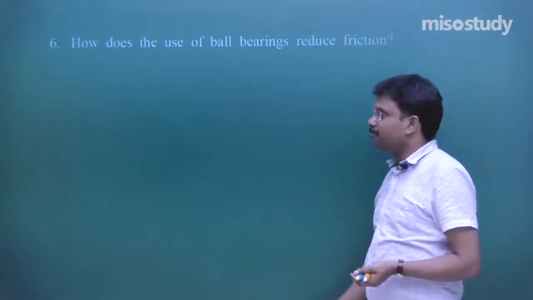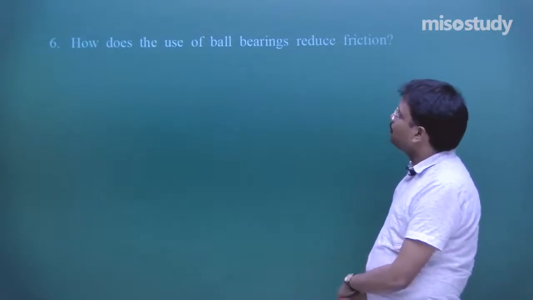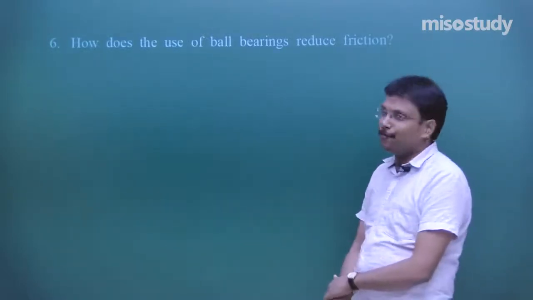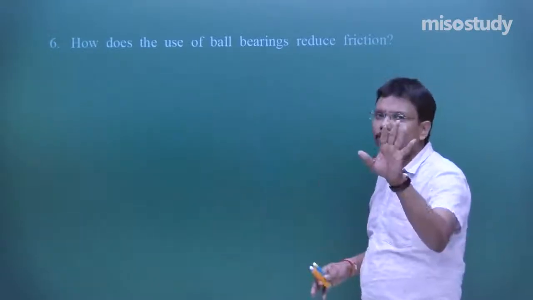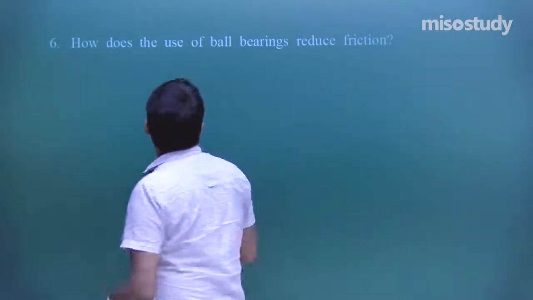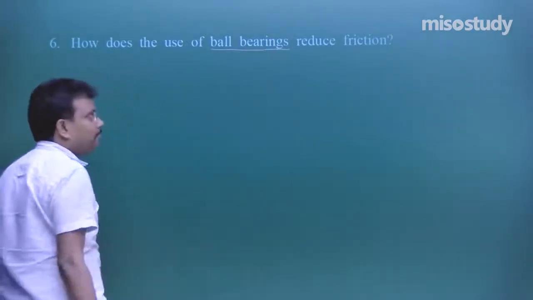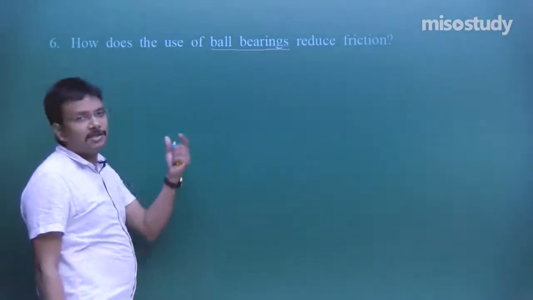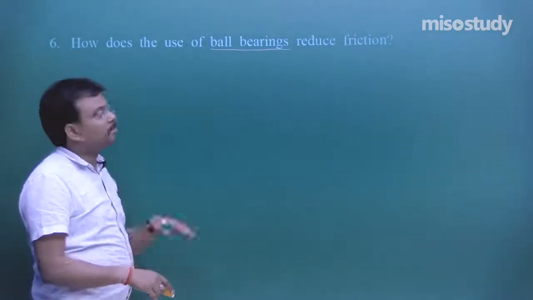So it is question number 6 again for 3 marks. How does the use of ball bearing reduce friction? Now without telling anything, I will write down 1 or 2 sentences. Ball bearing, I am sure you must have watched this device. In bicycle wheels, in car wheels, bearings are there.